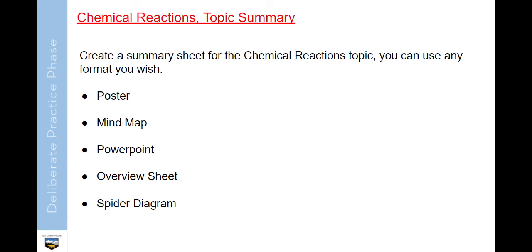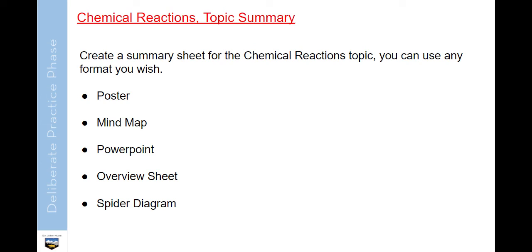So your task today, and this should take you a little while. I do want you to put lots of effort into it. It needs to be informative. It needs to be well presented. So you need to create a summary sheet for the chemical reactions topic. You can use any format you wish. You might choose to do a poster on paper or an electronic device. That's absolutely fine. You might want to do a mind map or a spider diagram. You might want to do a PowerPoint.